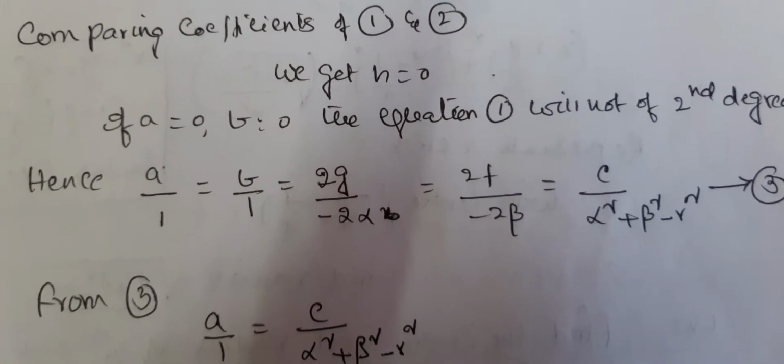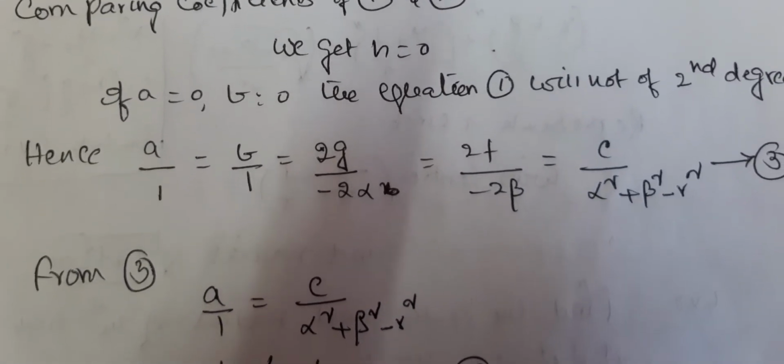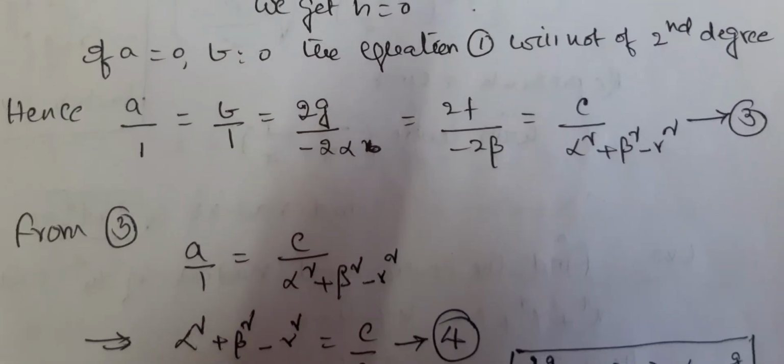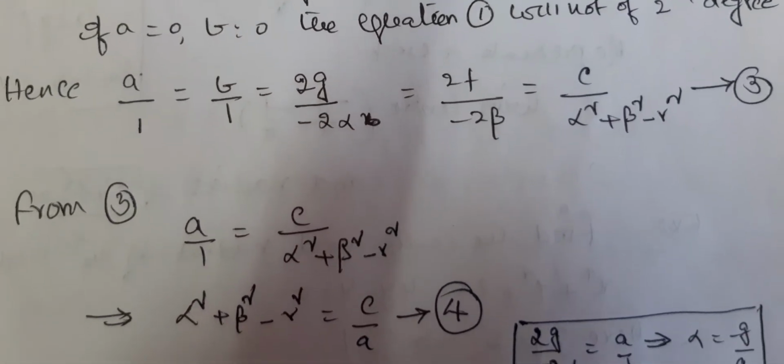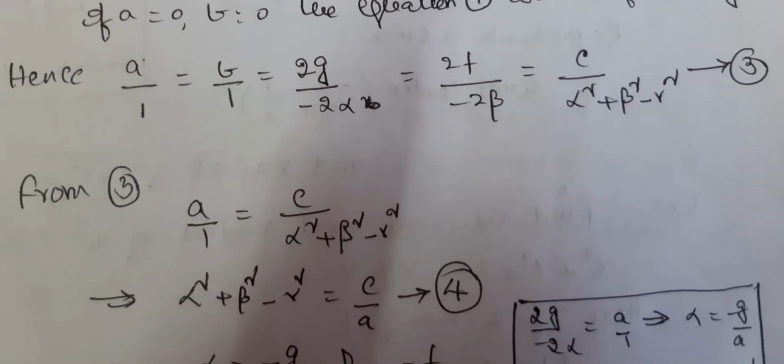So from 3, comparing the first and the last ratios, a by 1 is equal to c by alpha square plus beta square minus r square. Therefore, alpha square plus beta square minus r square becomes c by a. So that is the equation 4.